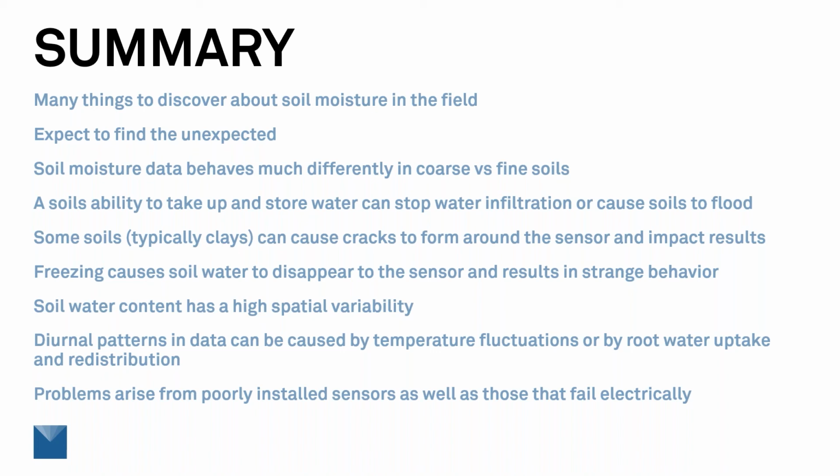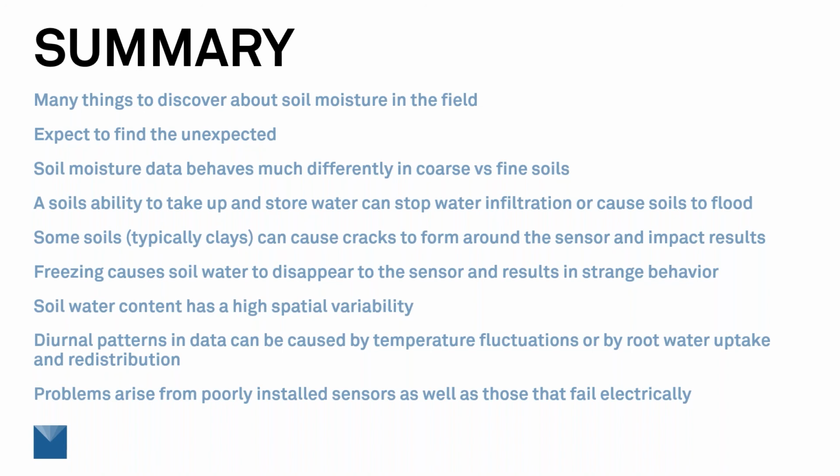Freezing also can cause soil to disappear to the sensor and results in strange behavior. And so data that I collected out there at that desert site are really going to have to be reviewed, and some of those data are going to have to be removed from the data set if we want to be able to use that for publication purposes. Soil water content has high spatial variability. And so just assume that when you install sensors across the field, if they all read the same, that's a reason to be concerned about it. If you install water potential sensors and they all read the same, you're probably doing something right. So be happy about that.